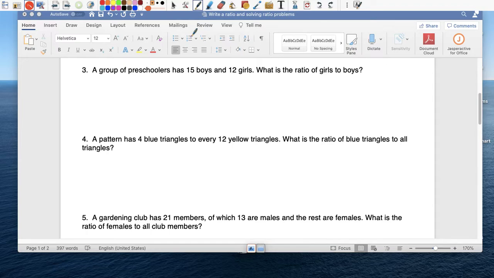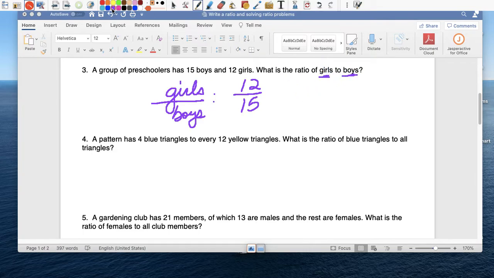Question 3. A group of preschoolers has 15 boys, 12 girls. What's the ratio of girls to boys? So this one is easy, guys. We want the ratio of girls to boys. So girls is 12, and boys is 15. Guys, girls has to come first. It's girls to boys.